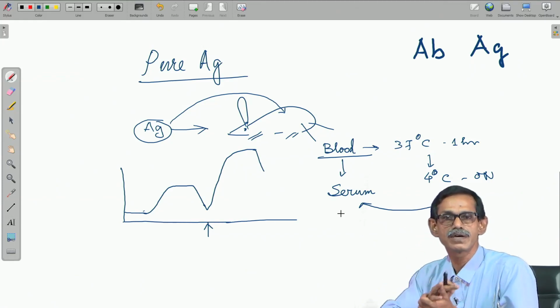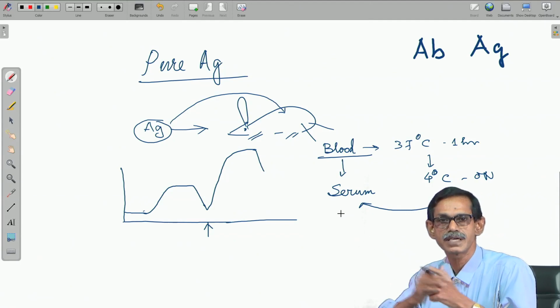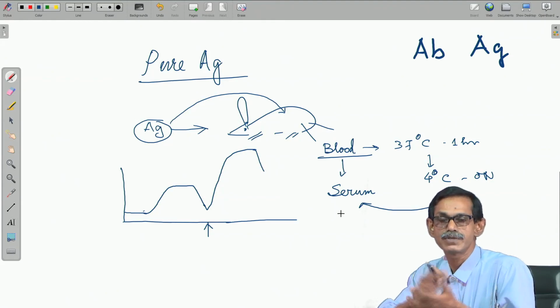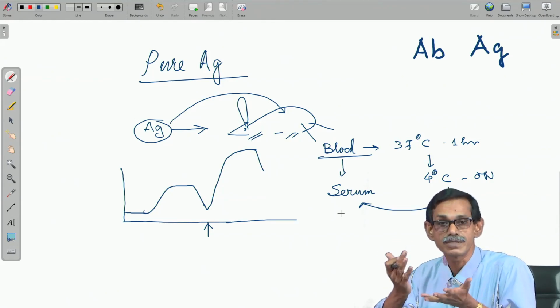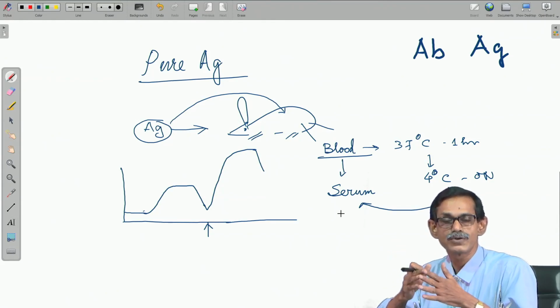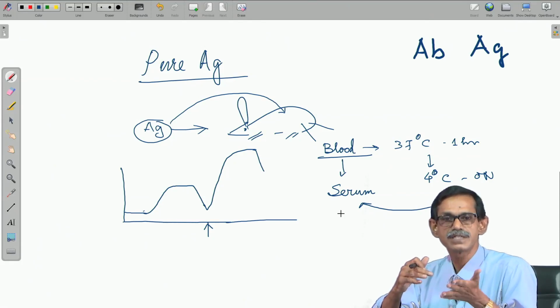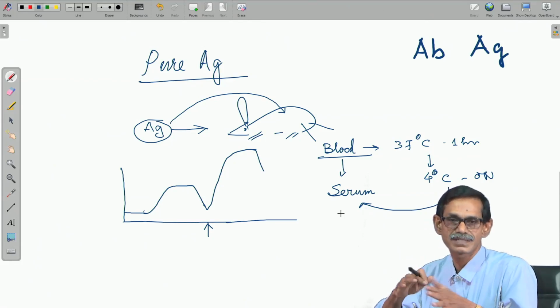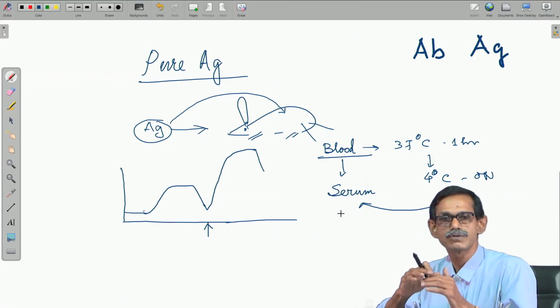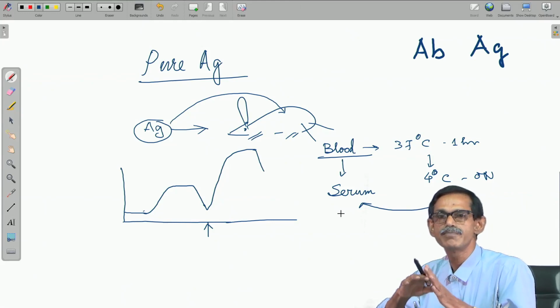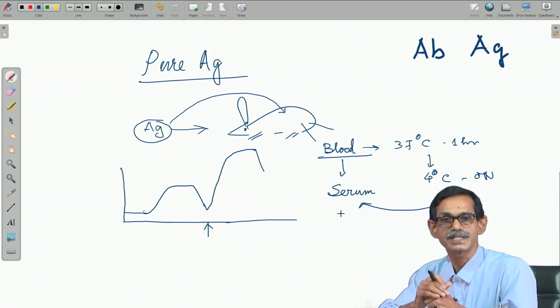Because serum contains what? Any serum you take, say bovine, rabbit, human, the major constituent of the serum is albumin, serum albumin. If there is too much serum albumin, that may mask the antibody molecule. So, many times we purify the antibody from that serum.